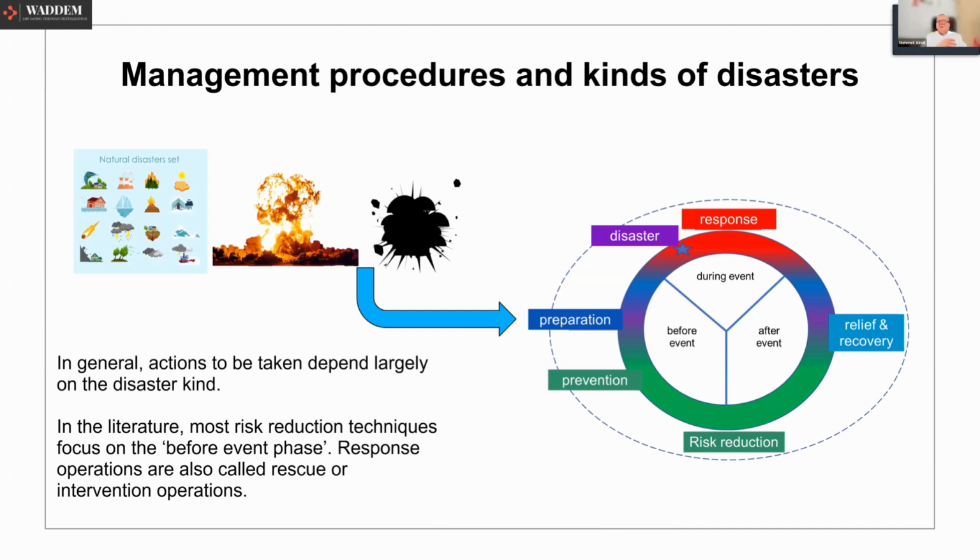In general, actions to be taken depend largely on the disaster kind. If it is a wildfire or a tsunami or an earthquake, these are all different kinds of disasters. In the literature, when you look at the publications, efforts and research, most risk reduction techniques focus on the before event phase. Response operations are also called rescue and intervention operations.